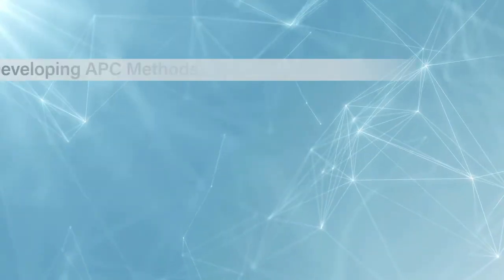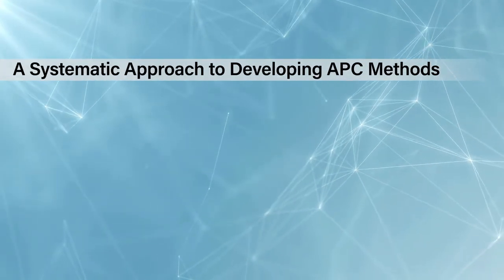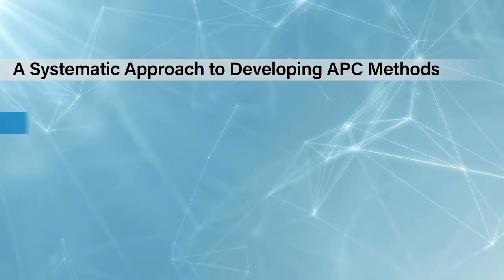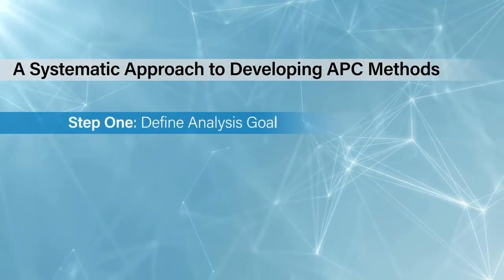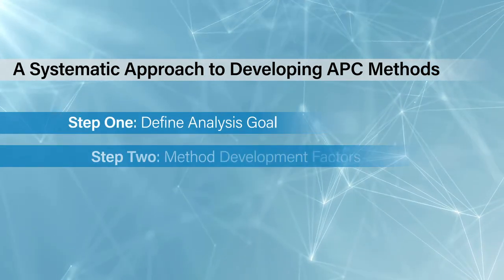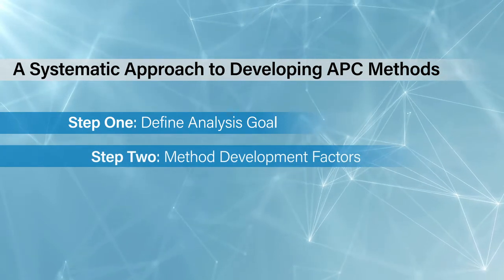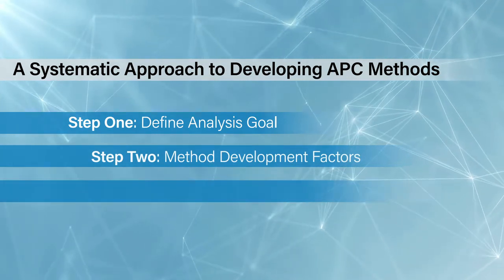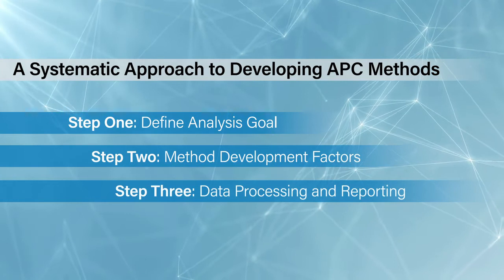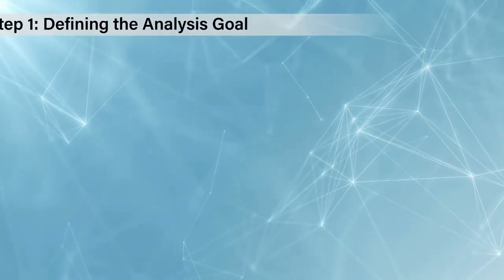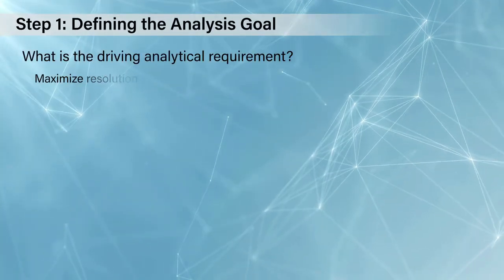So we're going to take a systematic approach to developing the APC methodology. First of all, we're going to define the analysis goal. Then we're going to look at the method development factors, and finally the data processing and reporting options available to us. So what is the driving analytical requirement?